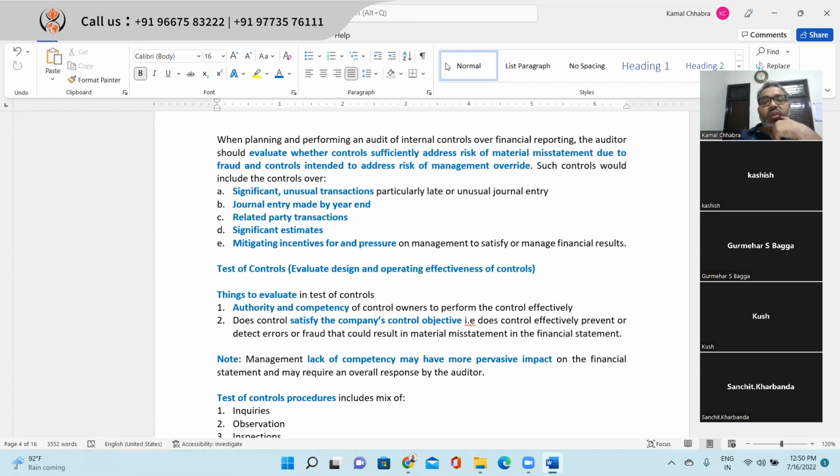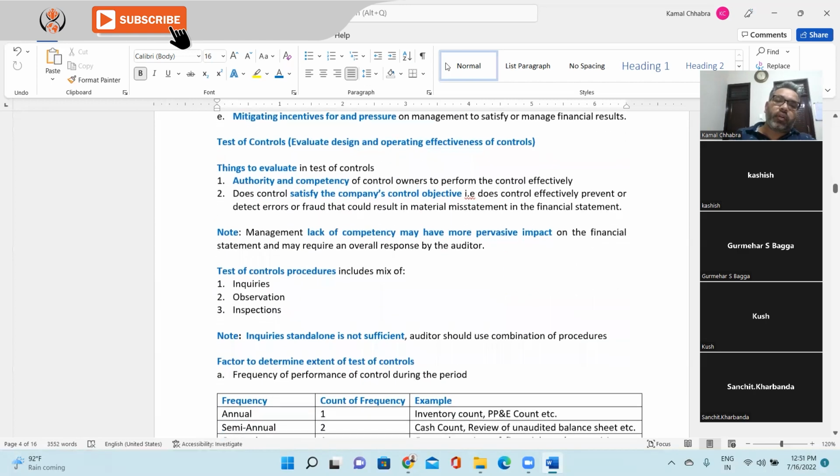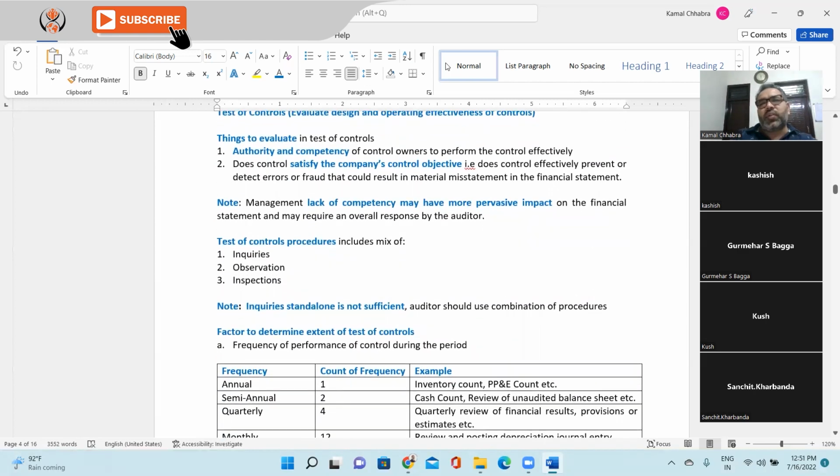Those are things you need to keep in mind whenever you are planning your test of details and test of controls, right? Test of controls are done with the objective to evaluate two things. One is the design effectiveness of internal control, and the second is the operating effectiveness of the internal control, right? What we evaluate in test of control is attribute testing. So in test of control, we test the control, we do not test the value. And testing of control is called testing of attribute.